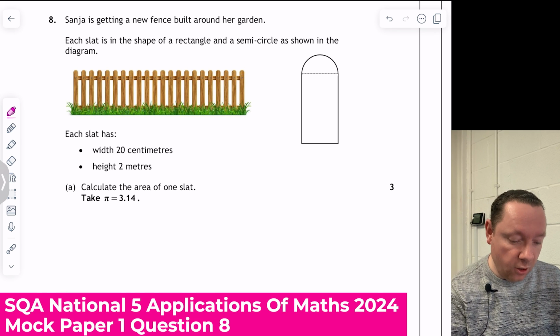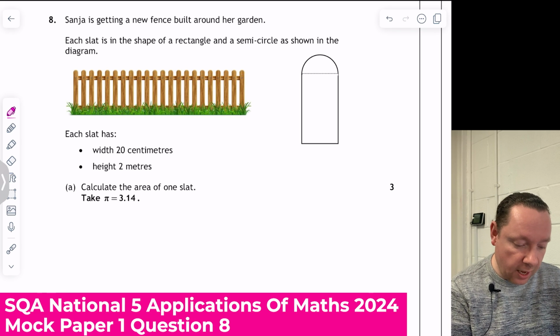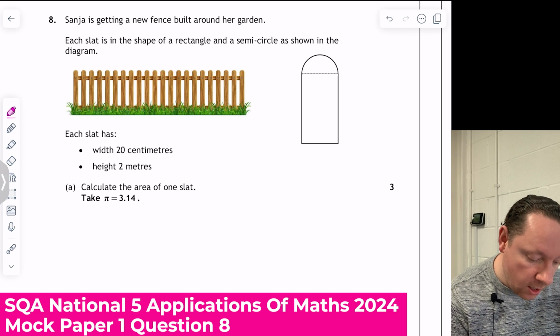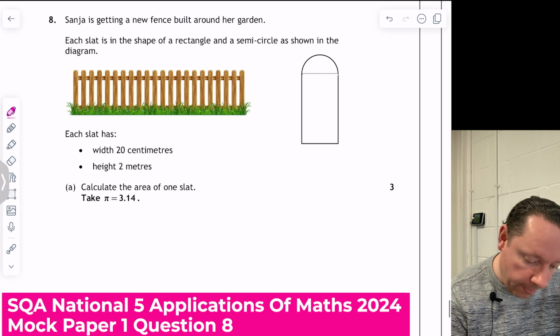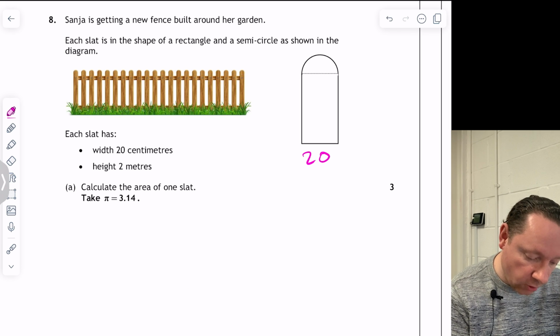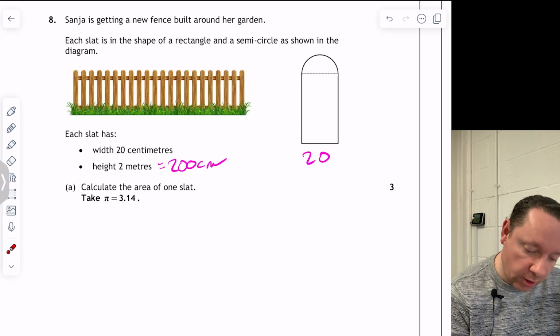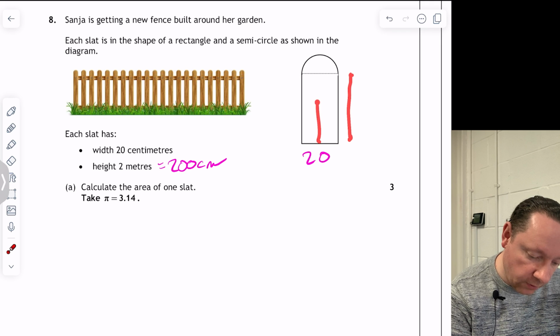Question 8. Sanya's getting a new fence built around the garden. Each slat is in the shape of a rectangle and semicircle. We've got a width of 20 and the height is 2 metres, which is 200 centimetres. Be careful on that. Now this is a trick question. It says the height's 200, but it's not up to here. The whole height is up to there.